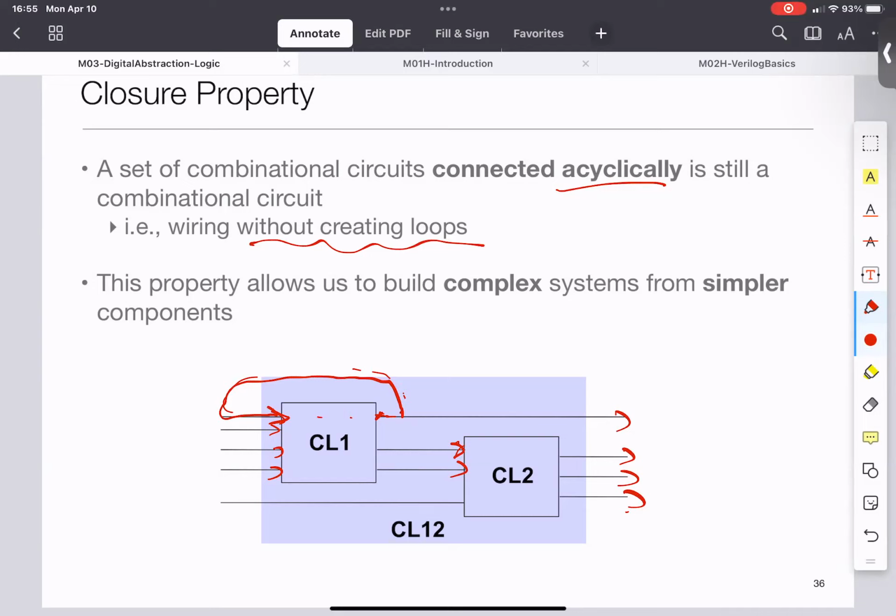But just to give you an example where loops can be useful, let's take this system. Three inverters tied like this, connected. And so again, the output of the third inverter is fed back to the first. What do you think will happen? What will happen? Anyone? Yeah, you want to take a stab?